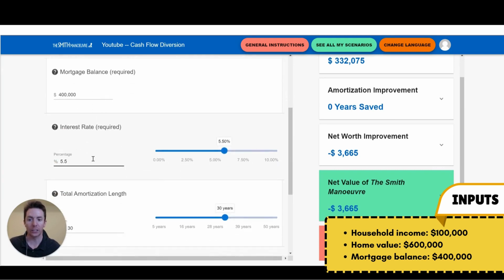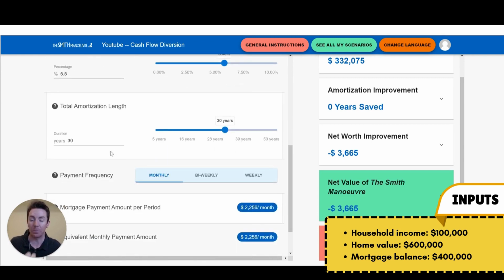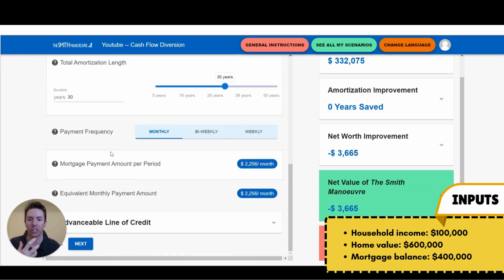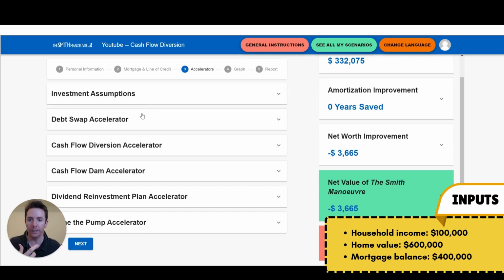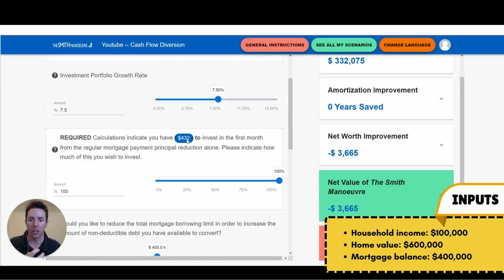Okie doke. We've got an interest rate of 5.5, which as of today, May 2024, is very easily what some people are getting right now for their mortgage interest. So we've got an amortization length of 30 years, which comes out to $22.56 a month. Now, of that $22.56 per month, we've got $432 is able to invest.